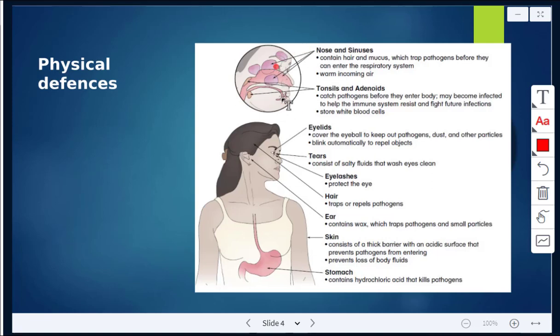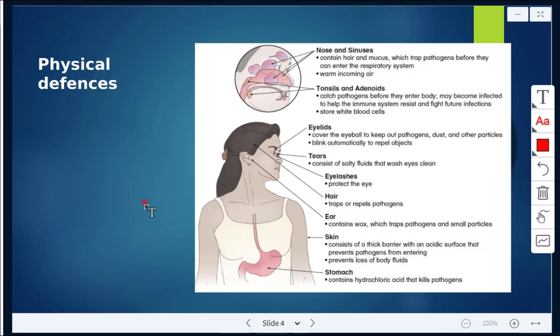Our nose and sinuses, so here, here, and here. It has hair and mucus that traps pathogens before they can enter the respiratory system. It also warms the incoming air. The tonsils and adenoids, shown here, kind of at the back of the throat there, catch pathogens before they can enter the body. And the tonsils and adenoids, they may become infected to help the immune system resist and fight future infections. They also store white blood cells.